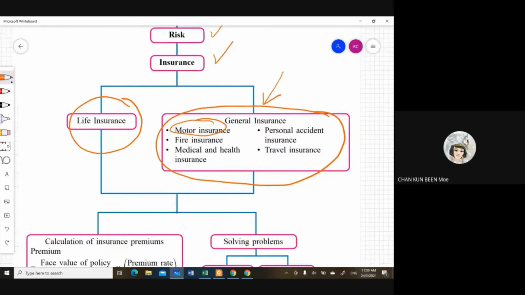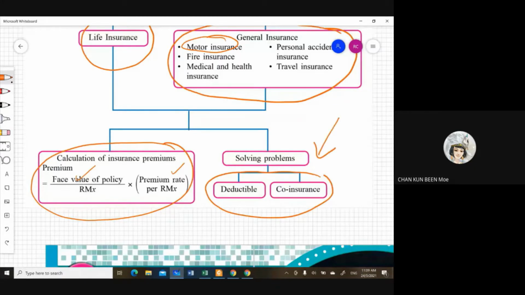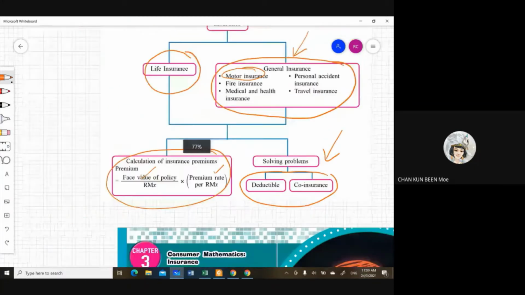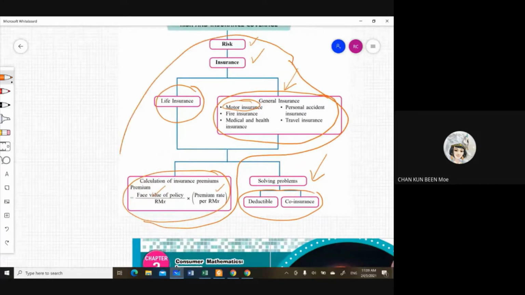Okay, so after that, you are going to learn on the calculation of insurance premium. We are also going to learn it today, whereby you are going to learn what is the face value and the premium rate and so on. After that, in this chapter, you are going to learn to solve problems, and then this part will involve the deductible and co-insurance. In the insurance later on, you are going to see what is the deductible and co-insurance. This one we are going to learn in the next lesson. So today we are going to cover a lot of things, which is the whole thing right here. Okay, let's move to it.